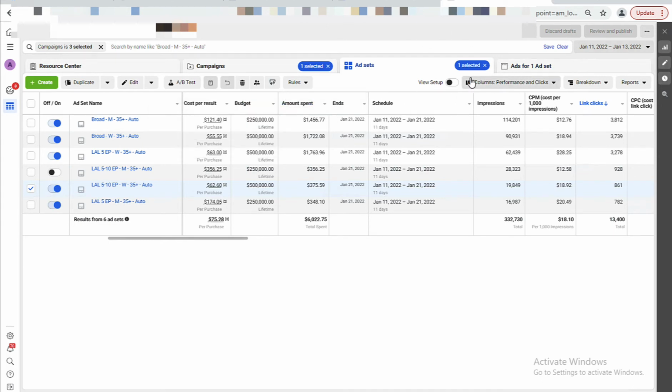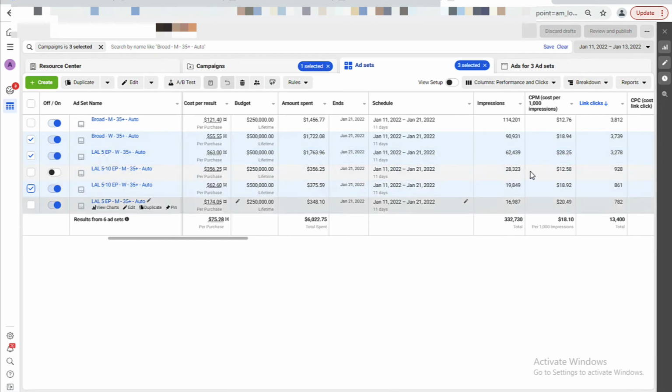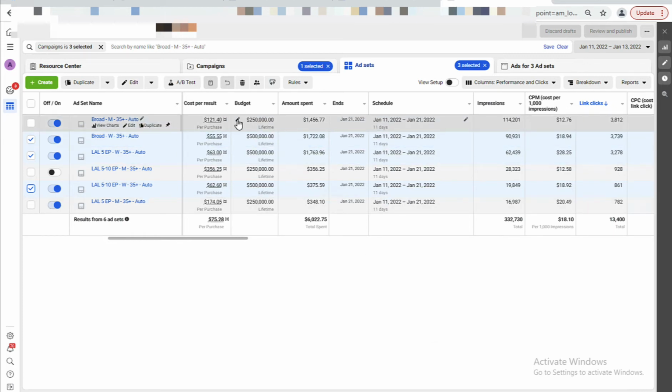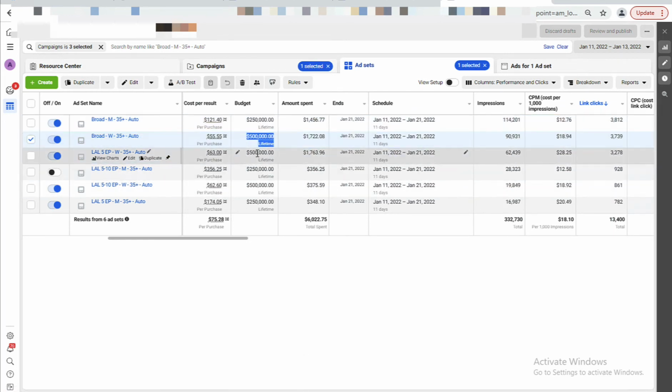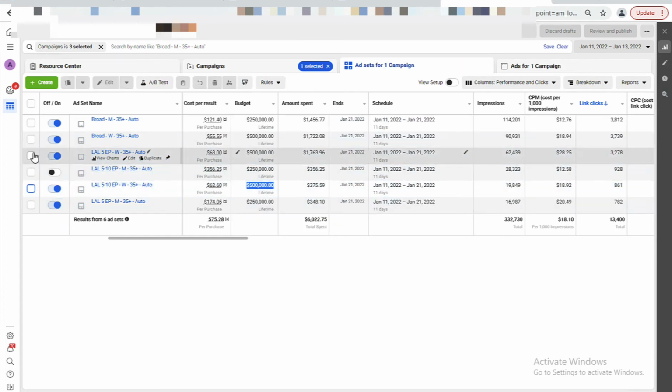Okay. So what I'd like to do is, because we've got broad women, and you can see we've already tinkered with this. You can already see the patterns, and I'll just leave it a second to see if you can see the patterns. But you can see we started at $250,000 lifetime. But now the 3 best performing ad sets are $500,000 lifetime.